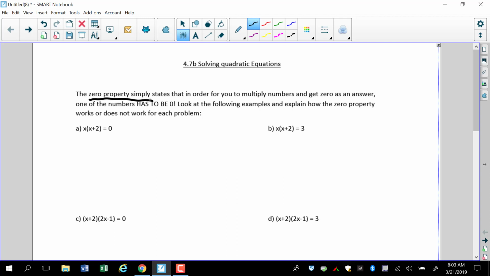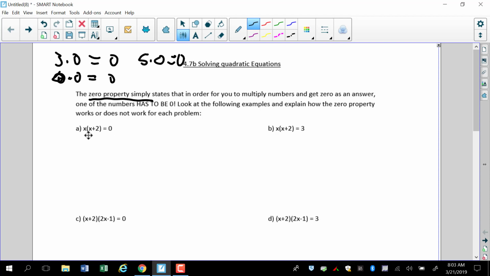And what it means is that when you multiply two numbers together, one of them has to be zero if your answer is going to be zero. So like 3 times 0 equals 0, or 0 times 0 equals 0, or 5 times 0 equals 0. It doesn't matter. But we can't do this. So for example, we can't do 5 times 2 or any combination thereof to get you 0. One of them has to be a 0.